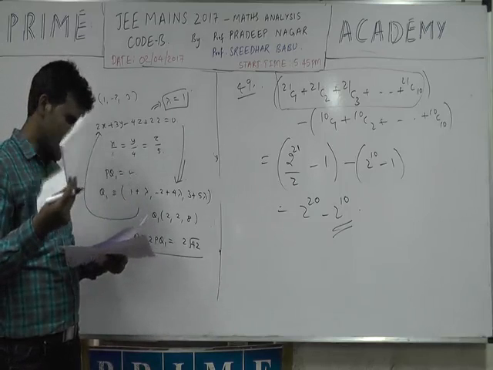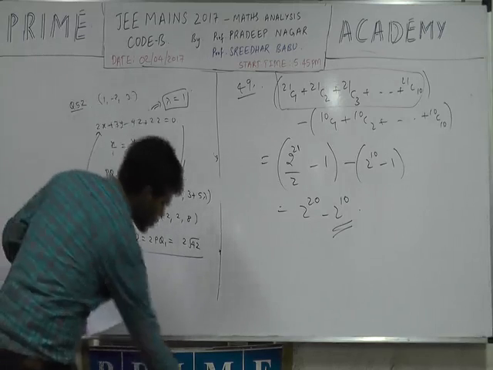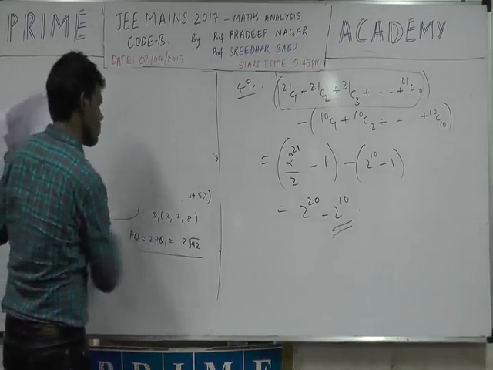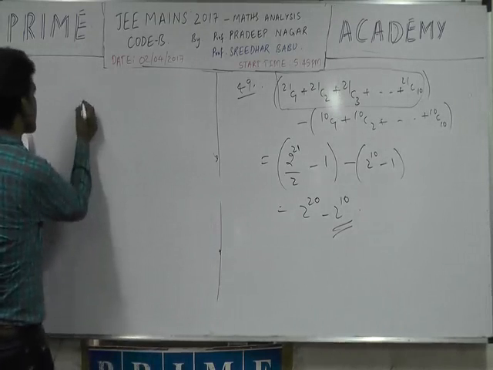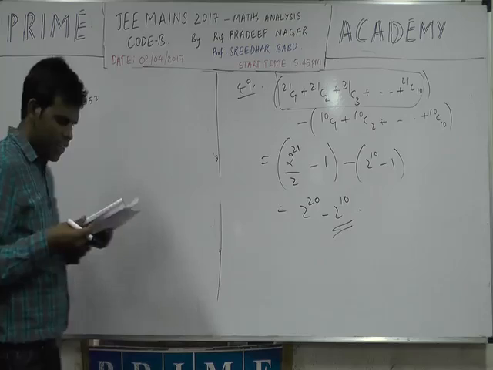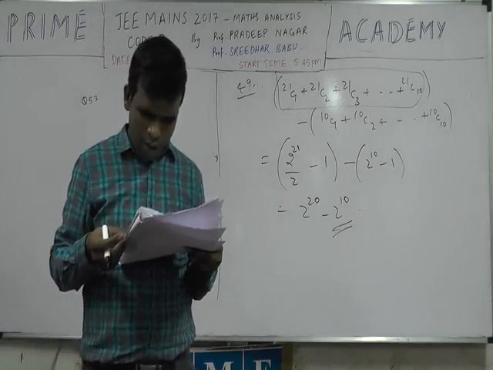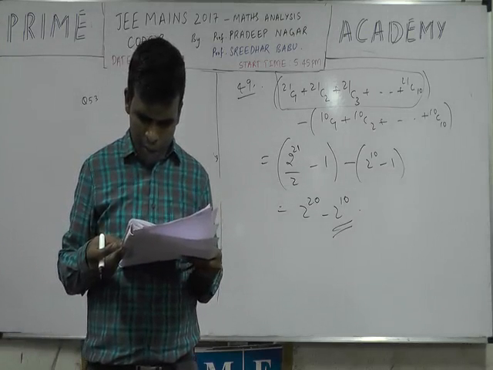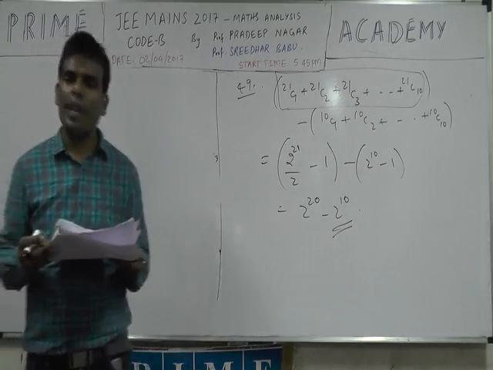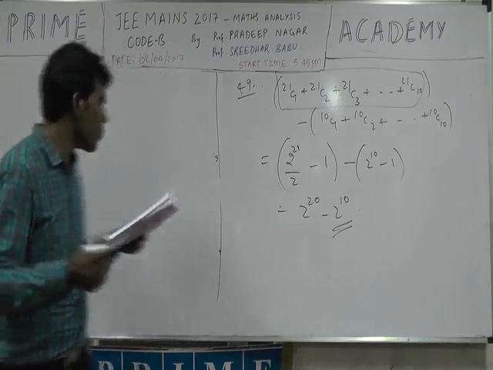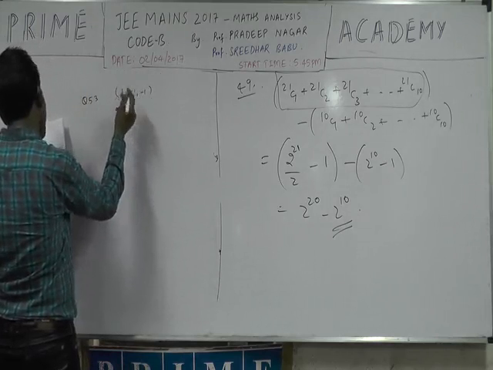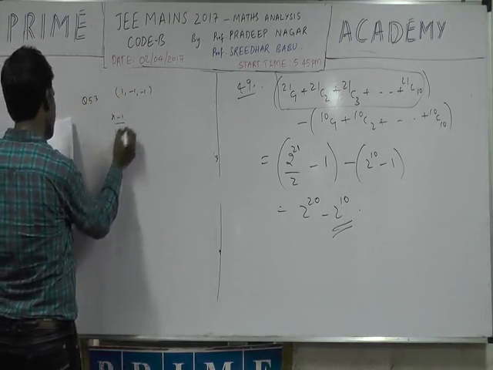Then question number 53. In 53, they are asking the distance of a point from a plane which is passing through some point (1, minus 1, minus 1), and the normal of the plane is perpendicular to these two lines.